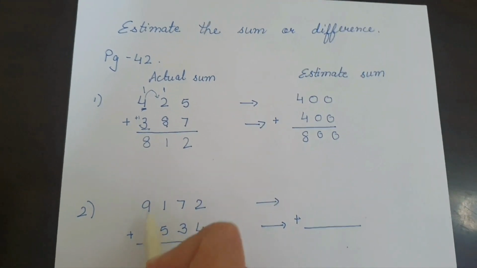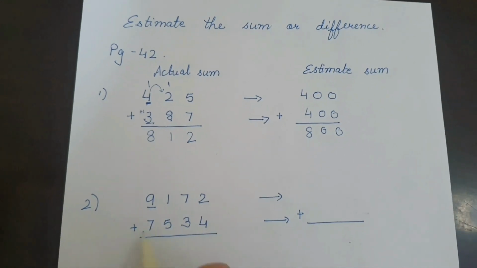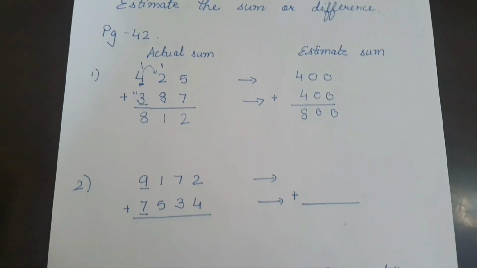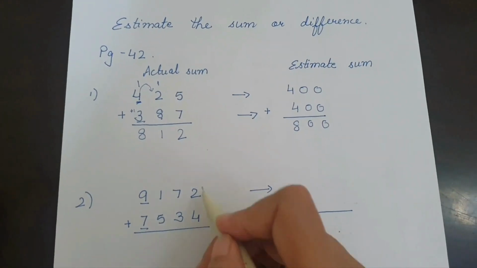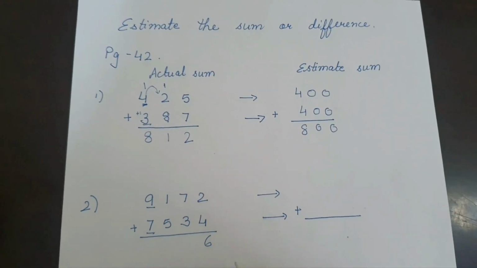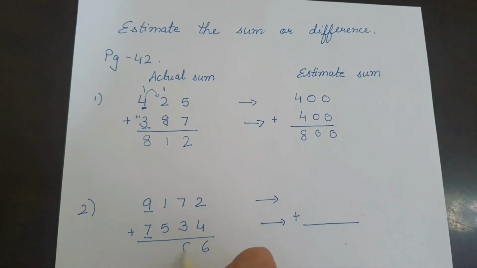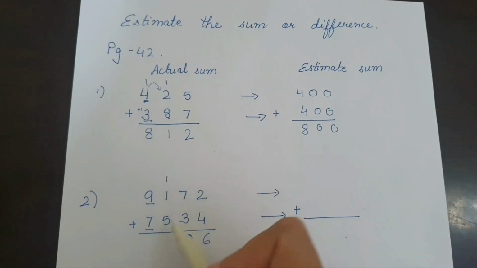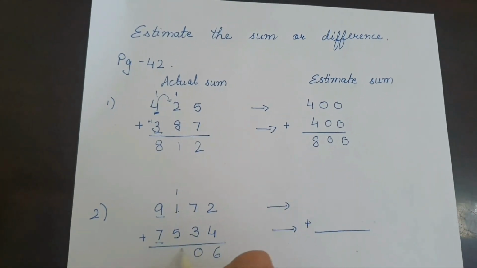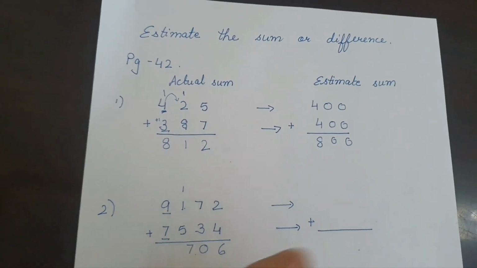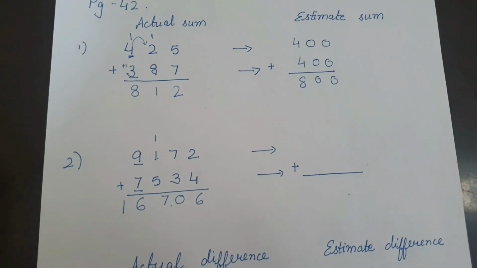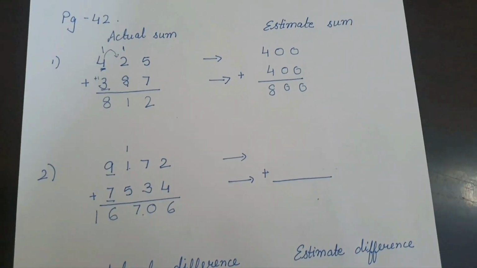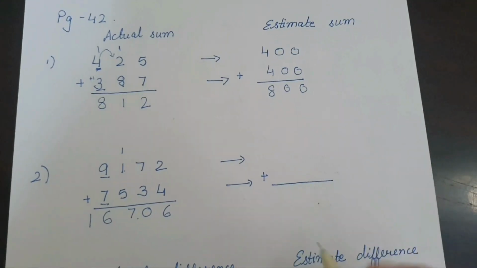9172. The highest place digit here is 9, and here the highest place digit is 7. So first we'll find the actual sum. 4 plus 2, 6. 7 plus 3, 10, 1 carry. 5, 6, 7, 9 plus 7, 16. So your actual sum is 16,706. Now let us do the estimate sum.